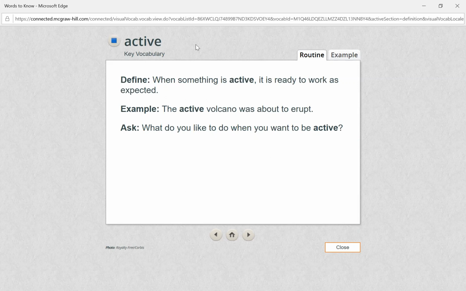Active. When something is active, it is ready to work as expected. The active volcano was about to erupt. What do you like to do when you want to be active?